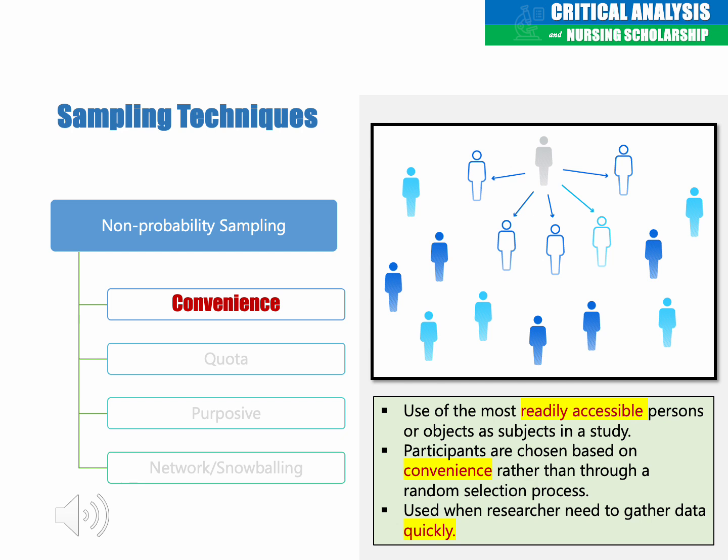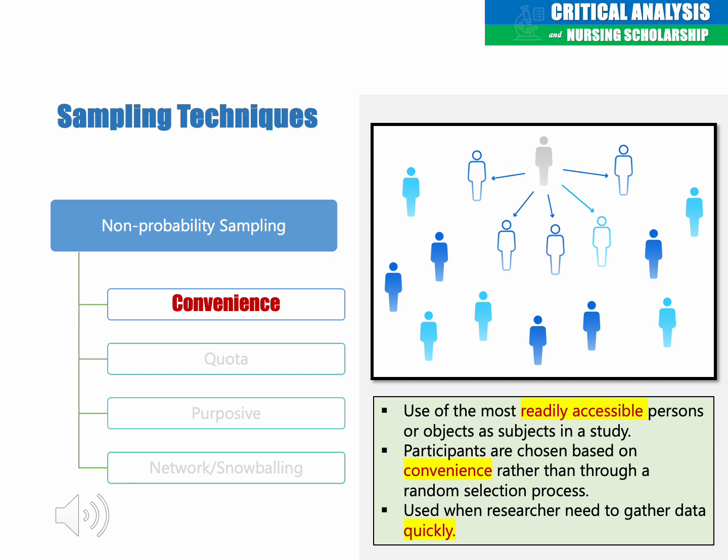Now, the first type of non-probability sampling is called convenience sampling. And this is considered the most commonly used non-probability sampling. In here, you select participants who are easy to access or most readily accessible. It could be your classmates, your coworkers, or people nearby. And this type of sampling technique is used when researchers need to gather data quickly.